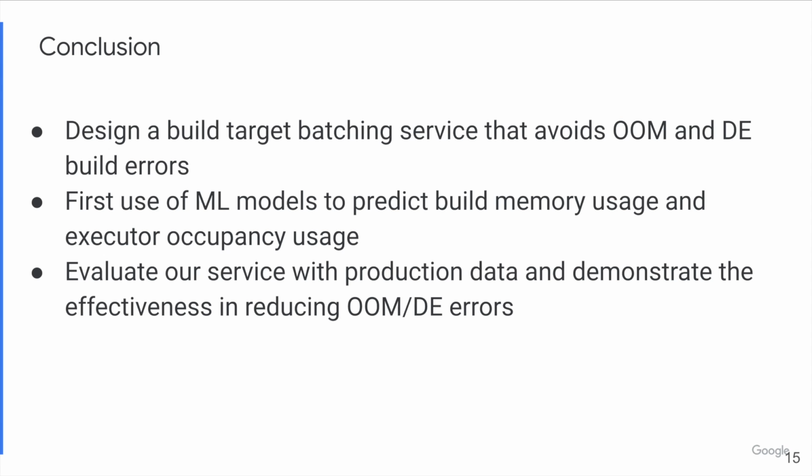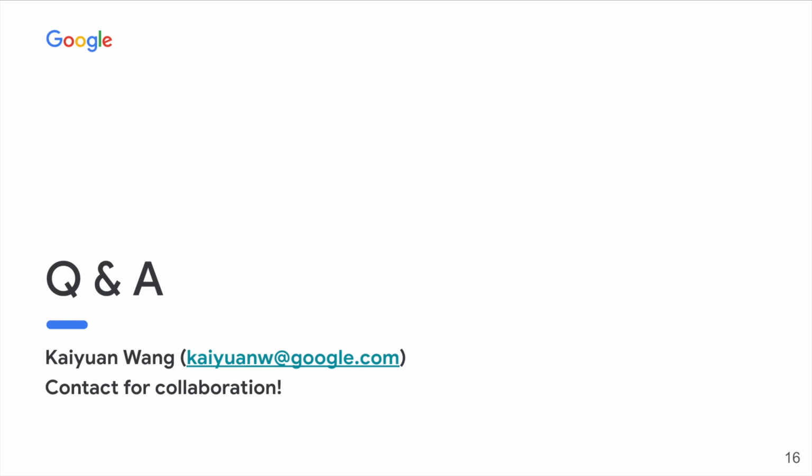So in conclusion, we designed a build target batching service that avoids out-of-memory and deadline exceeded build errors, and we are the first to use a machine learning model to predict build memory usage and executor occupancy usage. And finally, we evaluated our service with production data and demonstrated the effectiveness in reducing the out-of-memory and deadline exceeded errors. Feel free to email me for any questions and future collaboration.